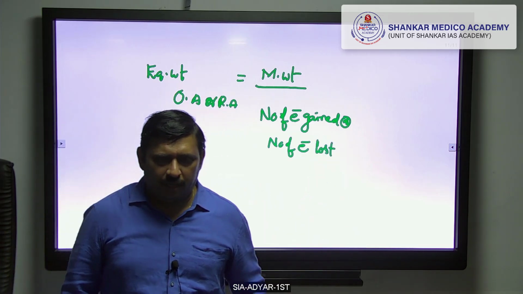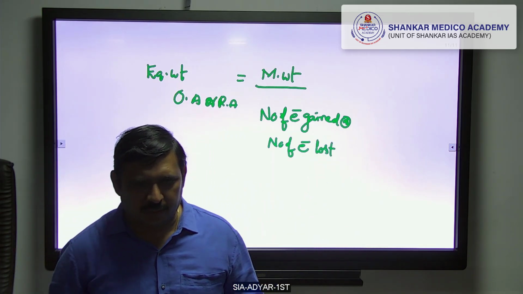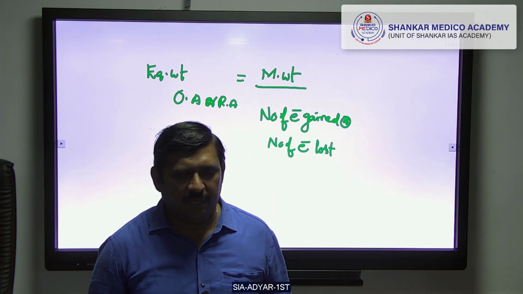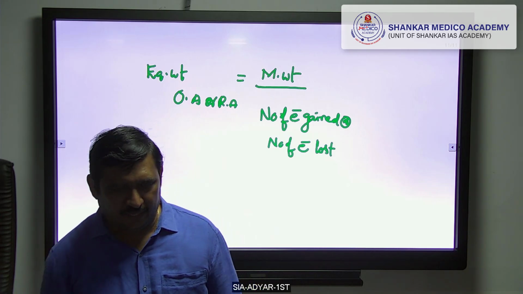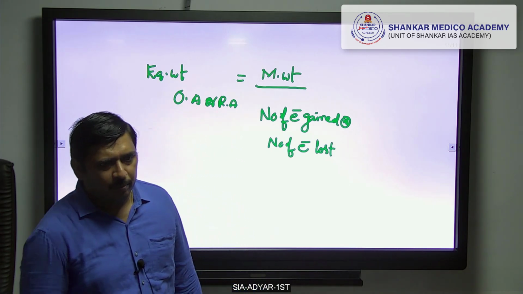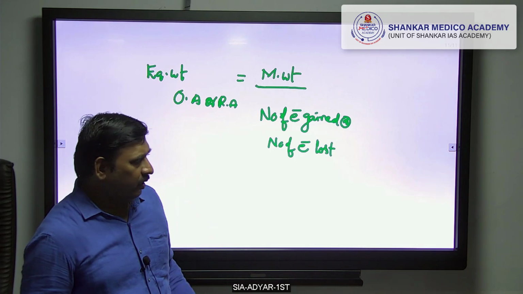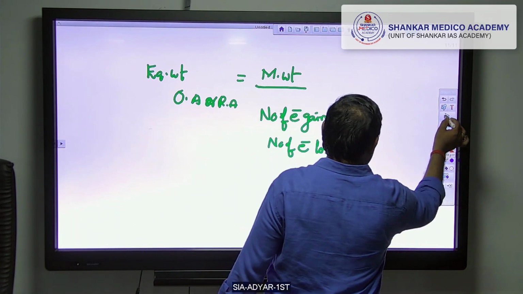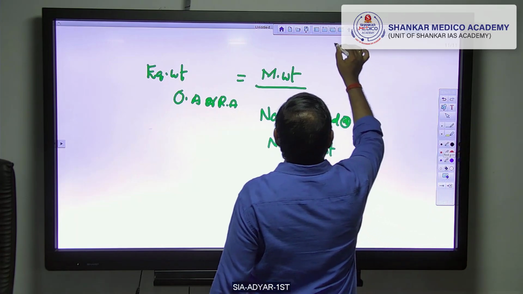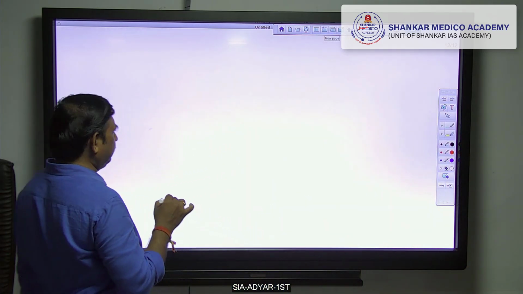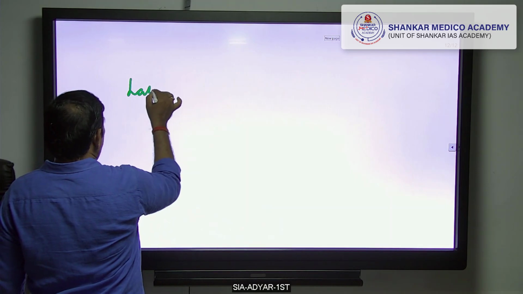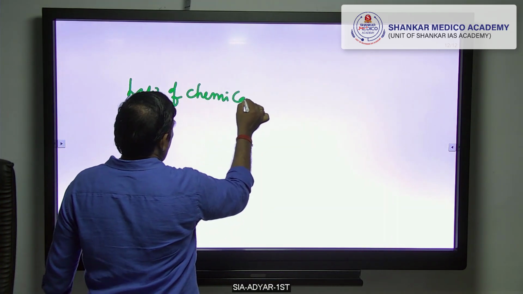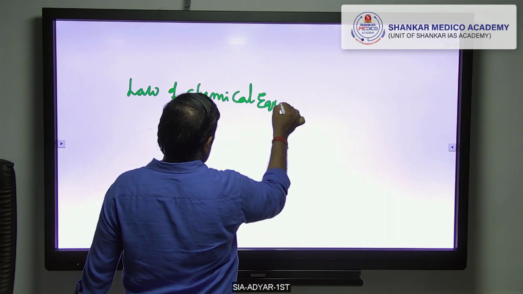So what is the importance regarding the equivalent weight concept? Based on the law of chemical equivalence, we can solve problems in a very simple way. For example, see applications of the equivalent weight concept. Right now we say the law of chemical equivalence.